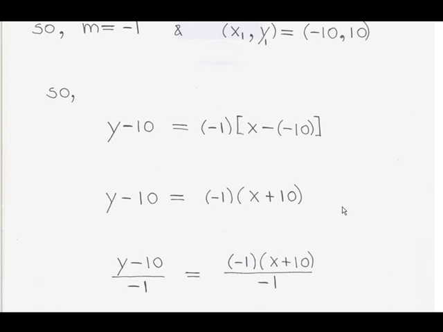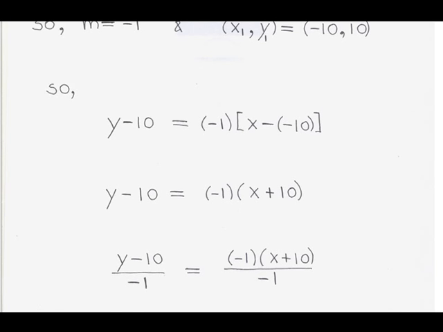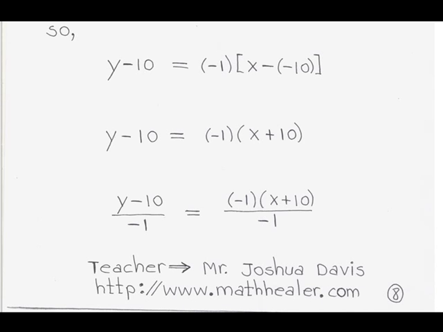Well, we need to find g of y. So in this case, we're going to divide both sides of this equation by negative 1. Dividing both sides by negative 1, we have y minus 10 divided by negative 1 is equal to negative 1 times x plus 10 divided by negative 1.